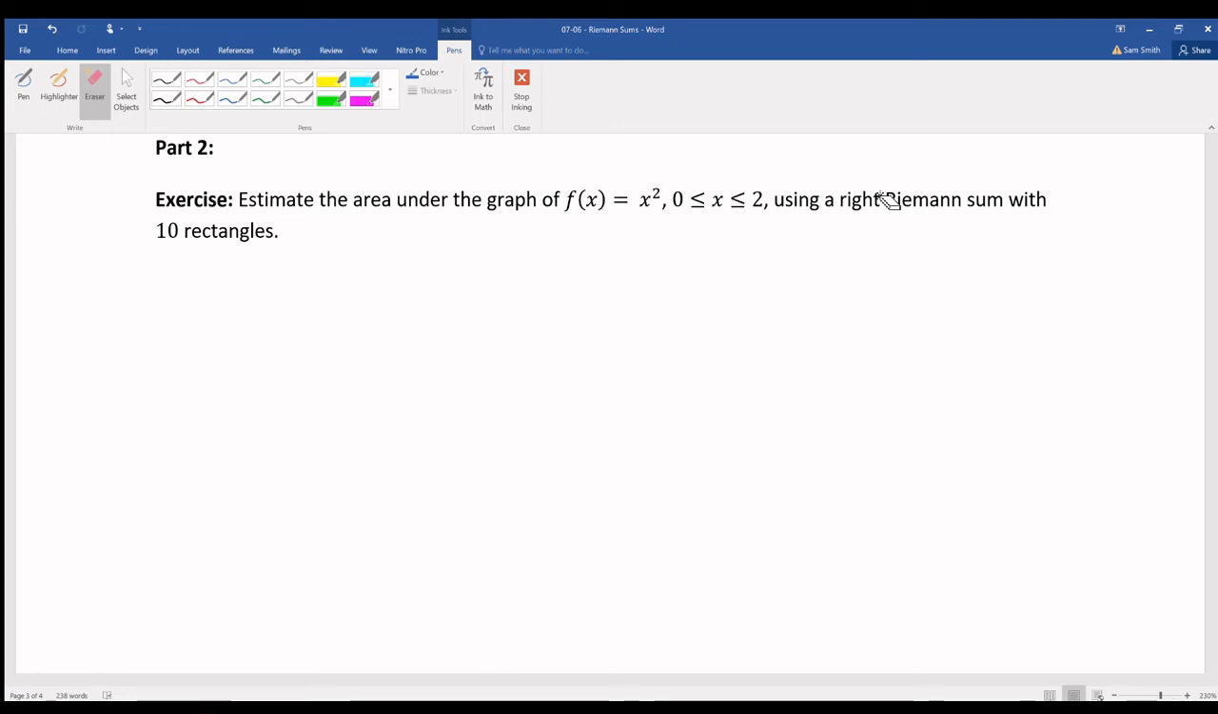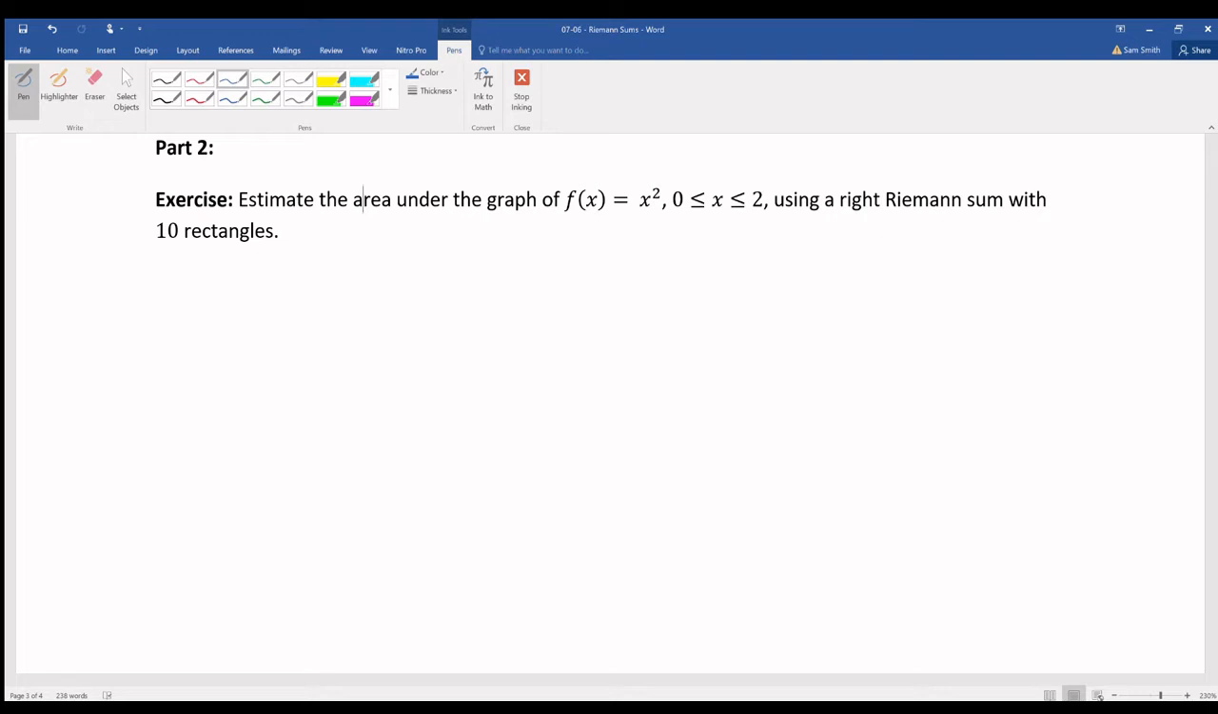Now that we have the formula established for the left and right Riemann sums, let's actually put those formulas into practice with the following example. So we're back to the function f of x equals x squared, drawn over the interval from 0 to 2. Estimate the area under the graph using a right Riemann sum with 10 rectangles.